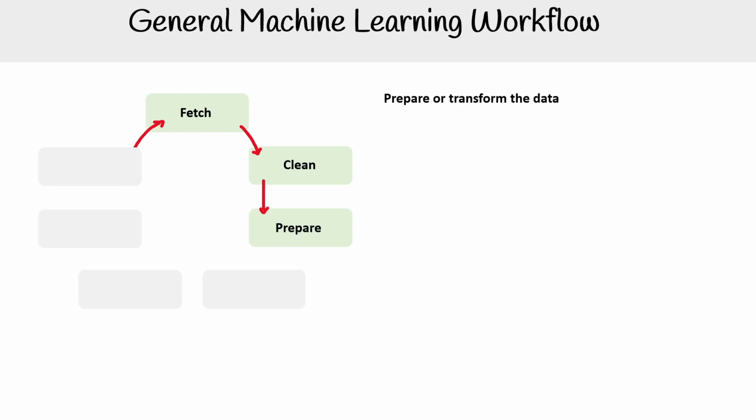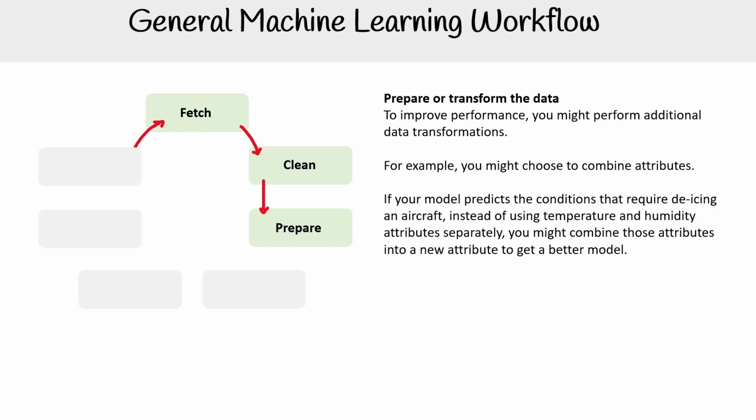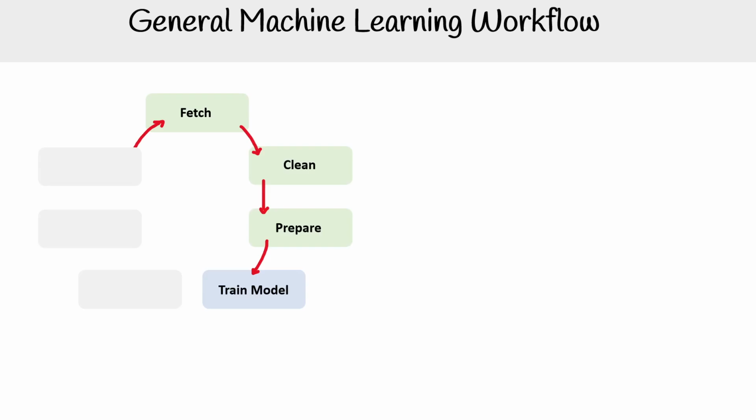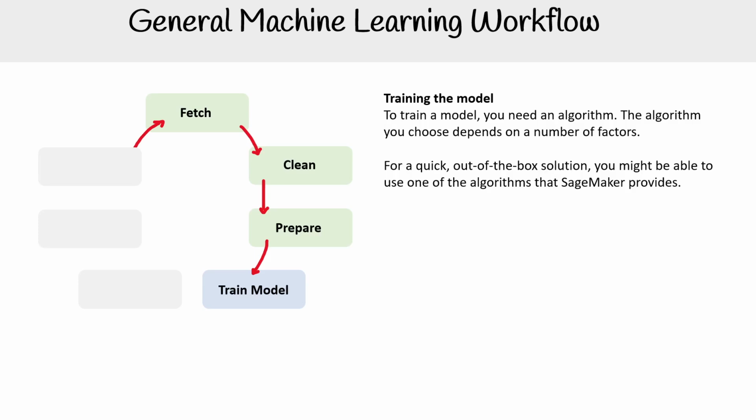For preparation, maybe you might want to transform the data. So an example they have here is if you have an aircraft, you might take two attributes or values and put them together to make a new attribute, because that might be more optimal because you have less data points going into the model. Then you have your training your model. So this is where you need an algorithm, and SageMaker has a bunch that are built out of the box, and of course you can pull lots from Hugging Face as well.